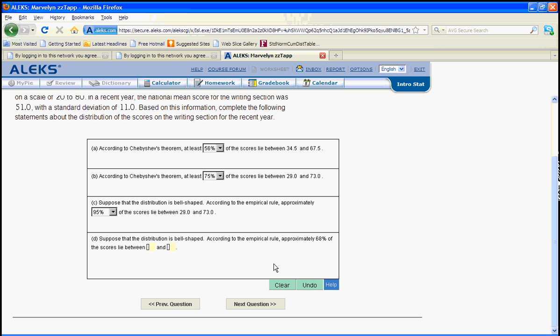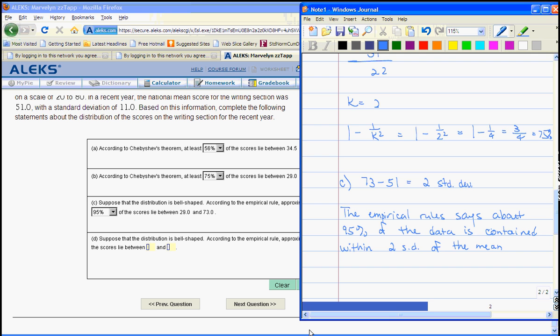Part D. Suppose that the distribution is bell-shaped. According to the empirical rule, approximately 68% of the scores lie between blank and blank. Well, here we're just working backwards. So we know how much of the data is contained within 2 values. We just need to know what those 2 values are.